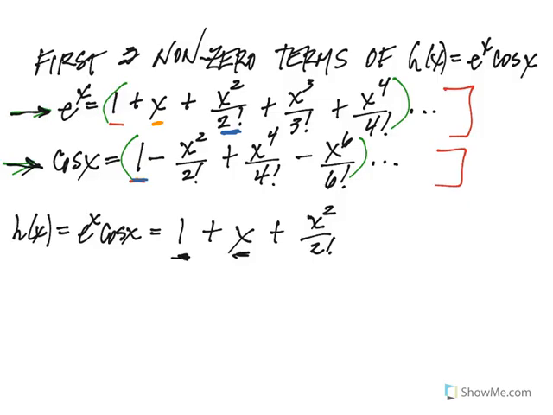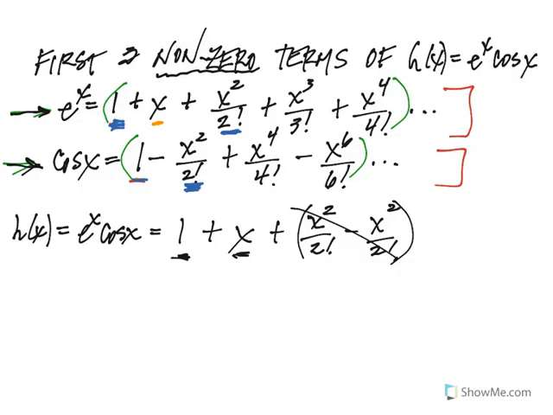And then it looks like also I could take x squared over 2 factorial from the cosine and multiply it by 1 in e to the x. So that will give me minus x squared over 2 factorial. And I think that's the only way I'm going to come up with a quadratic term. The problem with that is those cancel and they give me a 0 term. I'm only looking for non-zero terms, so that's not going to help.